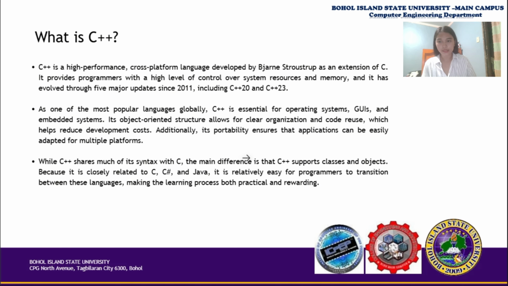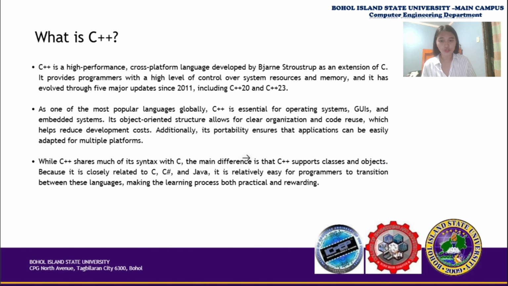What is C++? C++ is a high-performance cross-platform language developed by Bjarne Stroustrup as an extension of C. It provides programmers with a high level of control over system resources and memory, and it has evolved through five major updates since 2011, including C++20 and C++23. As one of the most popular languages globally, C++ is essential for operating systems, GUIs, and embedded systems.